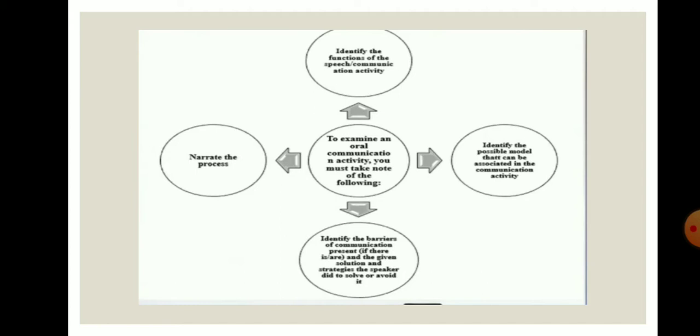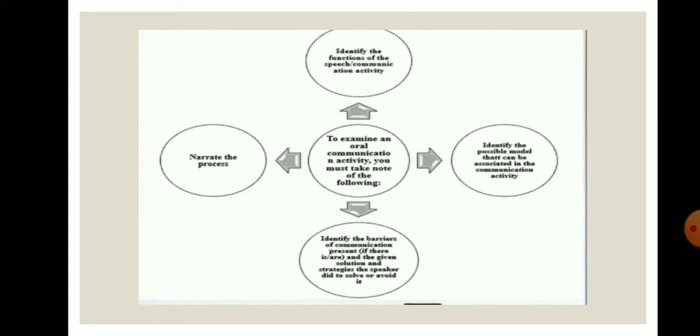First is narrate the process, whereby we should narrate and tell how an oral communication happened, and in general, we should know the elements of communication. Next is identify the functions of the speech or communication activity, if it's regulatory control, social interactional, motivational, or informative, and emotional expression.